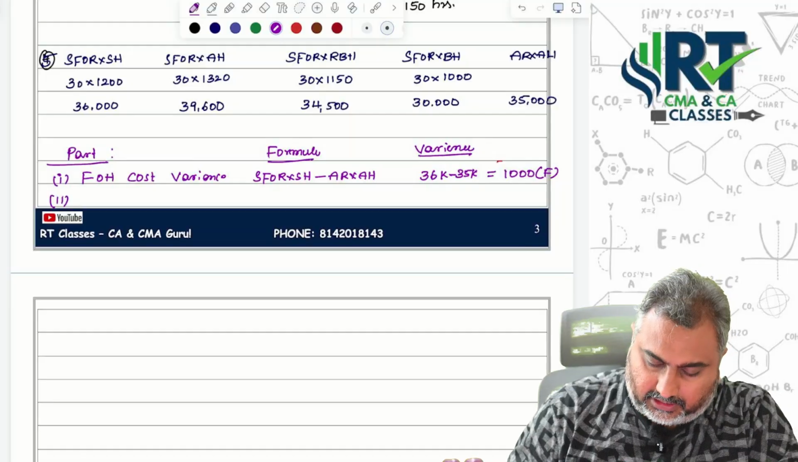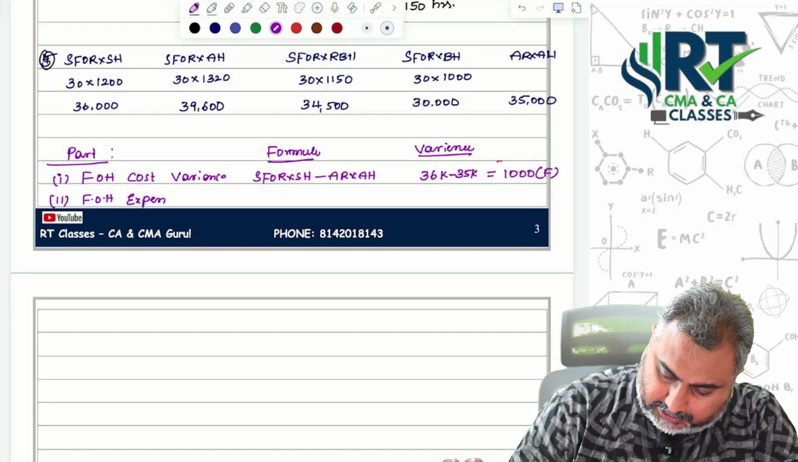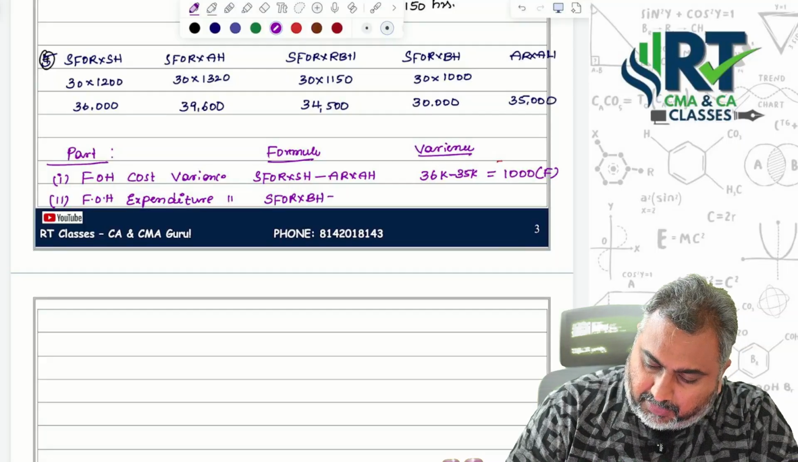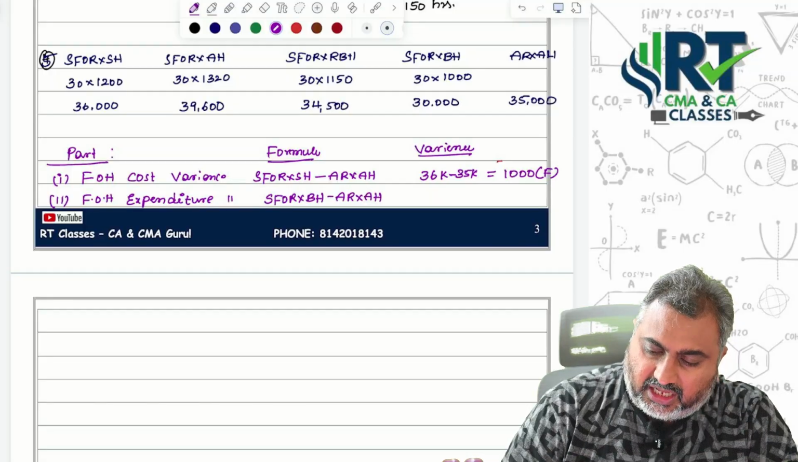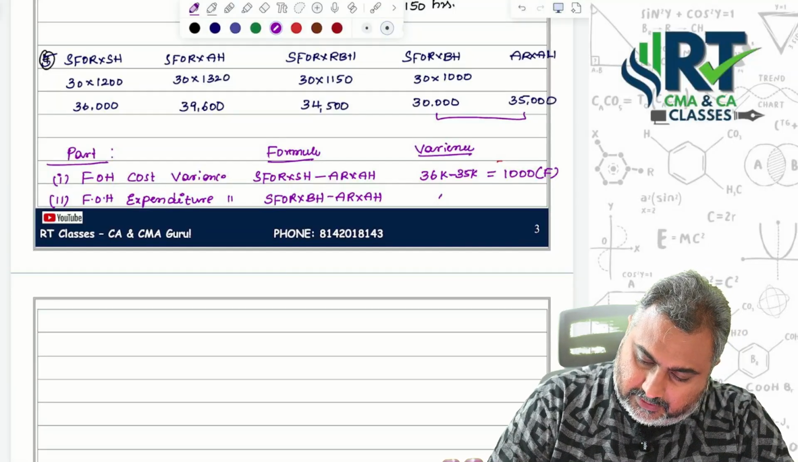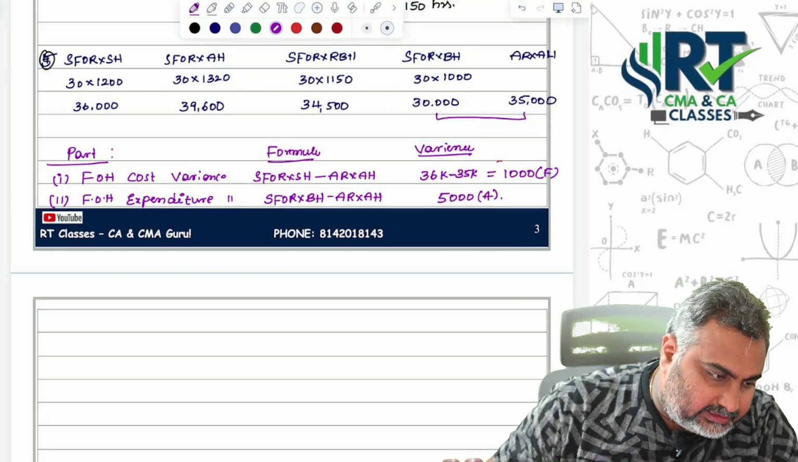Second one is what? Fixed overheads expenditure variance. What is the formula? SFOR into BH, your budgeted fixed overheads, minus actual fixed overheads. The difference is how much? More difference between these two. That is equal to 5000 adverse.